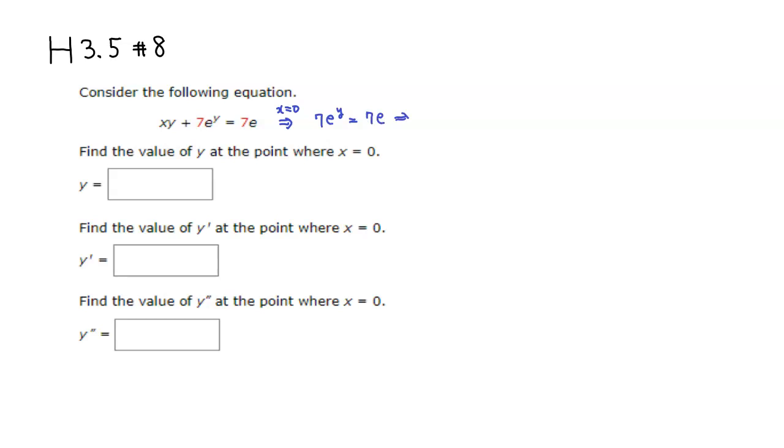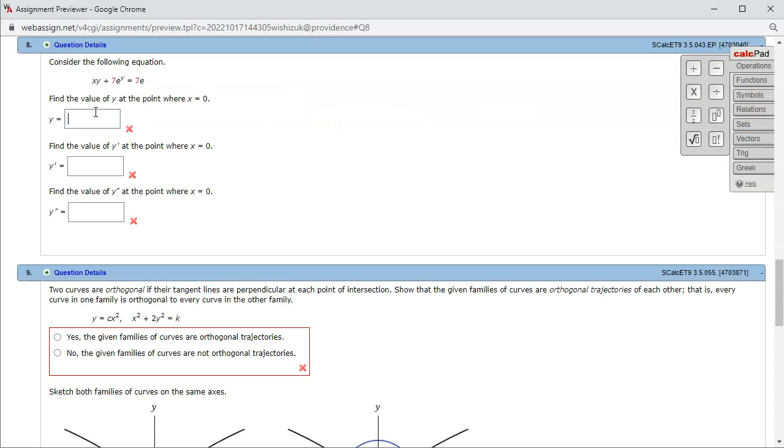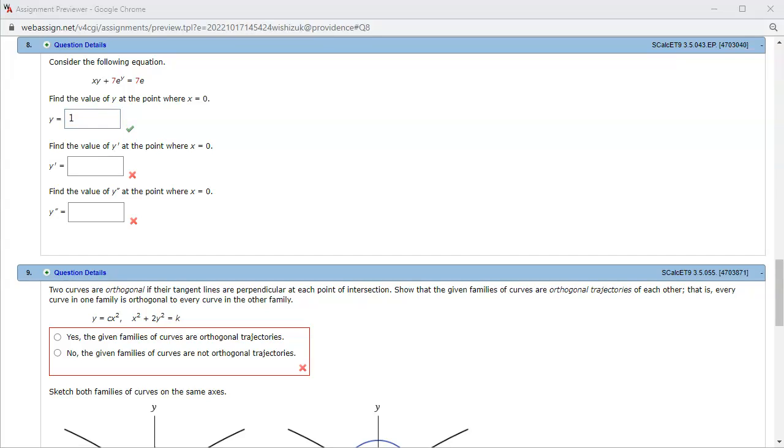Then we can simply divide through by 7. So e to the y is equal to e. Then we can take the natural log of both sides. It's going to be y is equal to natural log of e, which is 1. So I think y is going to be 1. Let's just type it in. Plug in 1. All right, let's check the answer. I came back and it looks like we got the first one correctly.